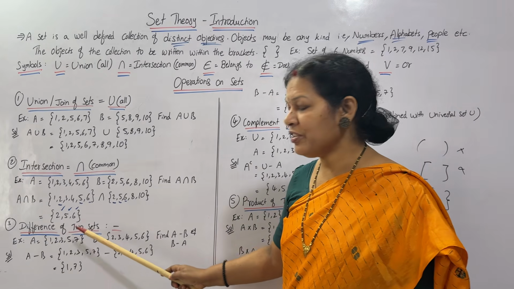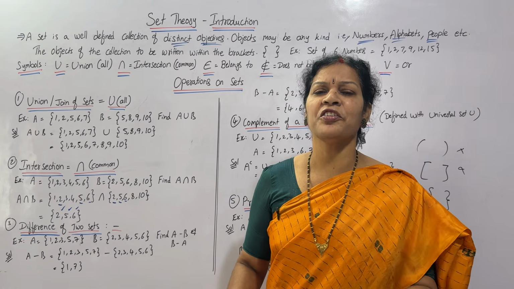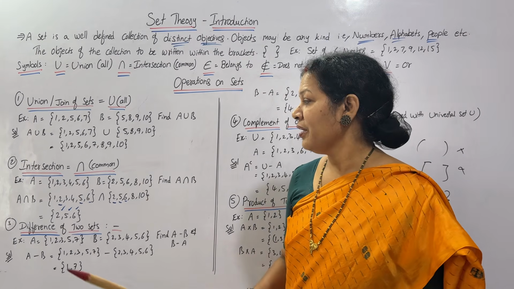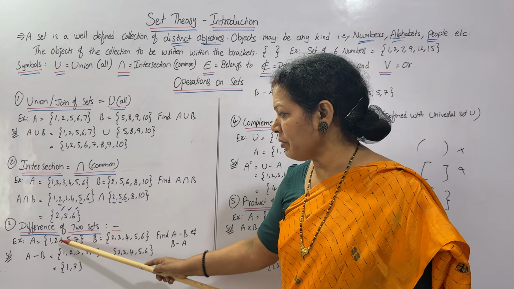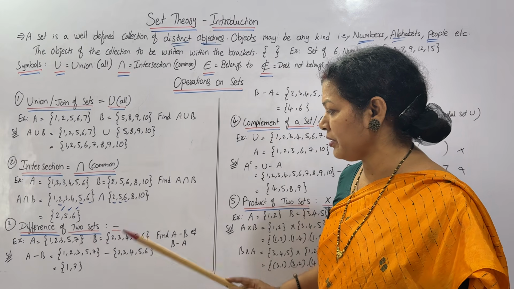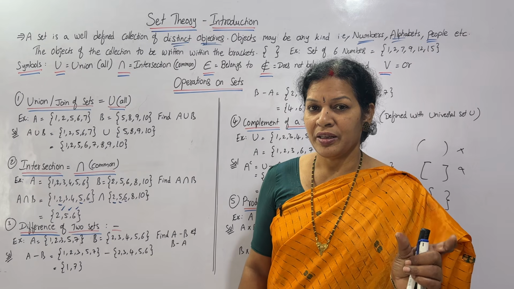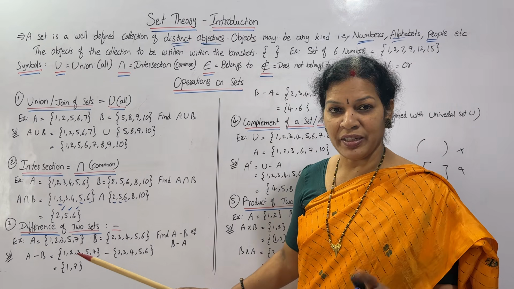That is the difference of two sets. Difference of two sets means nothing but deduction, minus, subtraction. Okay, now how do we subtract? Example: the A elements given are 1, 2, 3, 5, 7 and the B elements are 2, 3, 4, 5, 6. Find A minus B and B minus A. First we'll focus on A minus B.